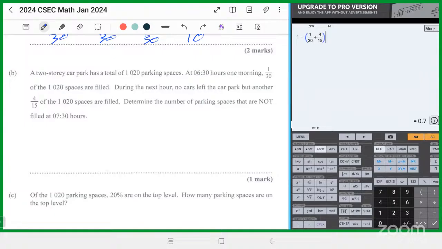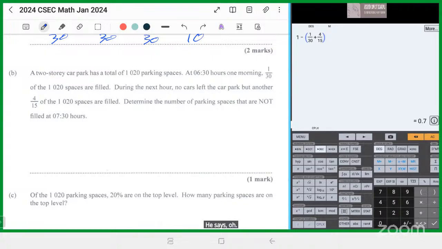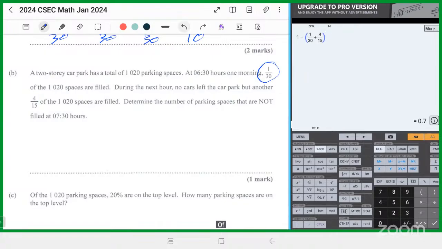Let's continue. This question says a student park has a total of 1,020 parking spaces. It says at 6:30 in the morning, 1/30 of this amount. Excuse me, sir, you're breaking up. Yes, sir.